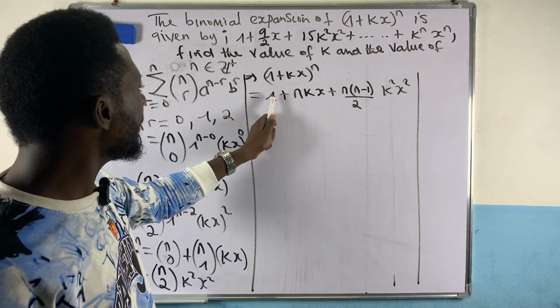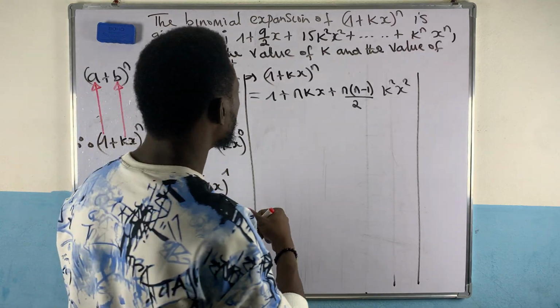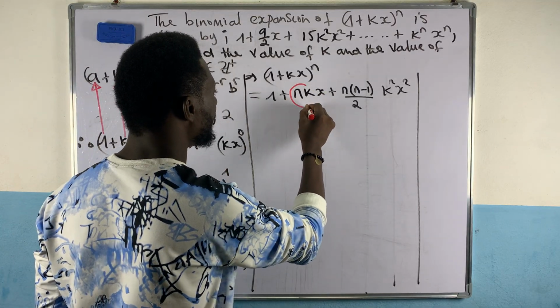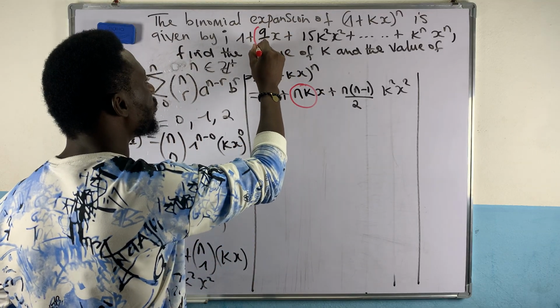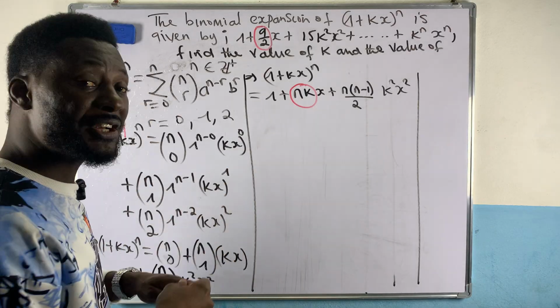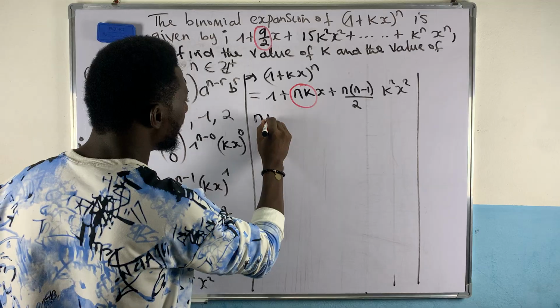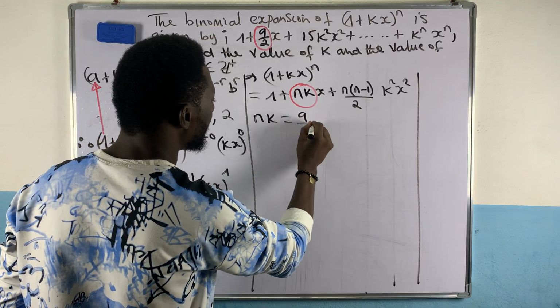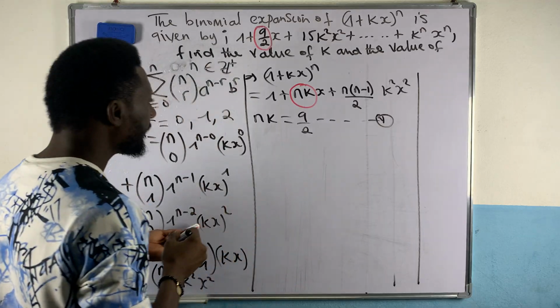You see that 1 is equal to 1. So this coefficient of x, which is nk, should be equal to the coefficient of x here, which is 9 on 2. Because those expansions are the same. So nk should be equal to 9 on 2, which I can call equation 1.